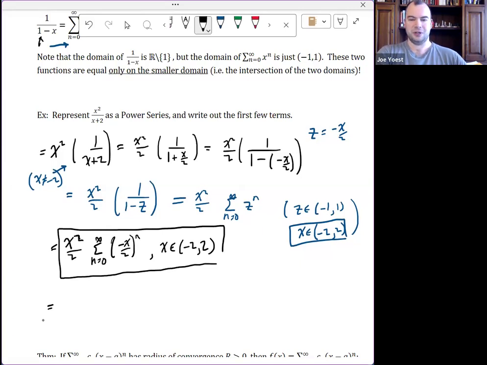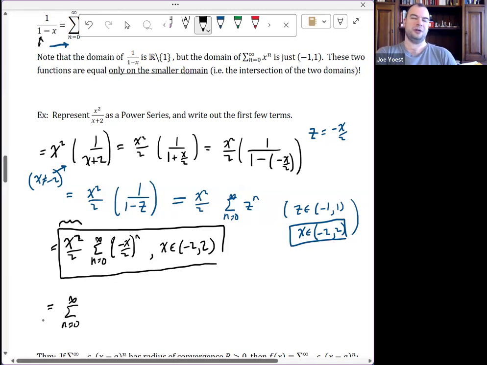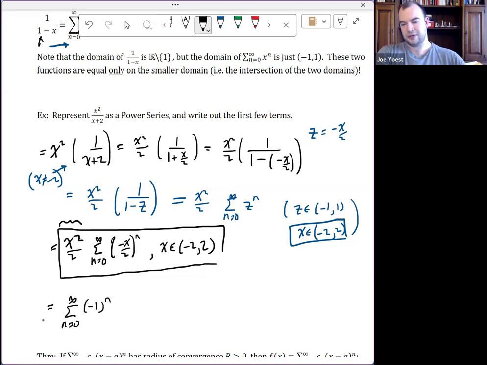I could also pop this x squared over 2 inside of the summation. Remember, we said that if a series converges, we can pop constants in and out. This is a constant in terms of n. This x squared over 2 doesn't have any n stuff in it, so it can pop inside. I get negative 1 to the n over 2 to the n plus 1 times x to the n plus 2. So I could write my series this way.